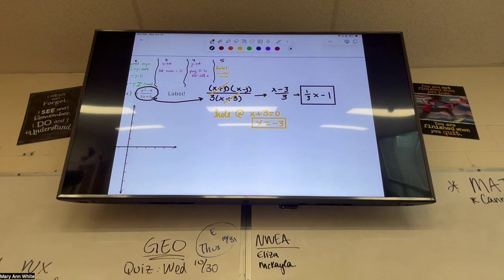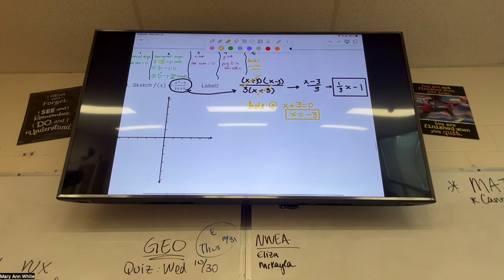How do I know it's just a line? There's no exponent. It's just a normal x. So I'm going to graph this like I would graph a line back in Algebra 1. I'm going to go to -1 as my y-intercept. I'm going to go up 1 over 3. I can also go down 1 and to the left 3. That would get me at -3, and so I'm going to put an open circle there.